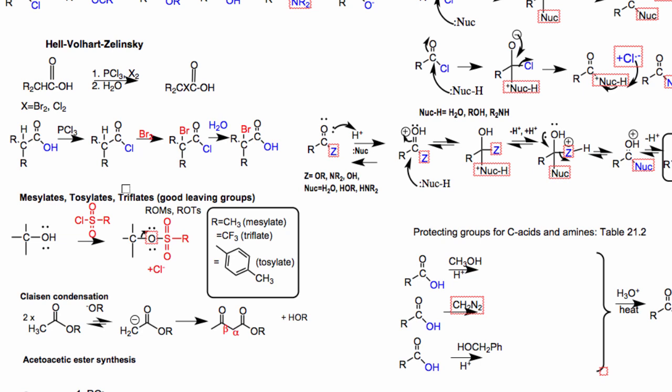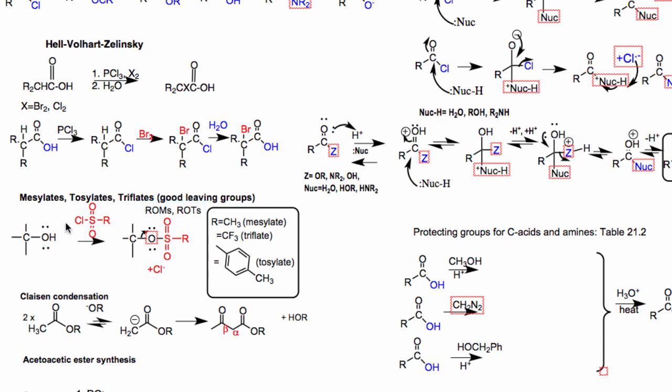In this chapter, we also get to see what exactly is a mesylate, tosylate, and triflate. We've been using these things in the past as good leaving groups. For example, ROMs, ROTs, ROTf. These were good leaving groups for E2 and SN2 reactions, and they're formed from alcohols.